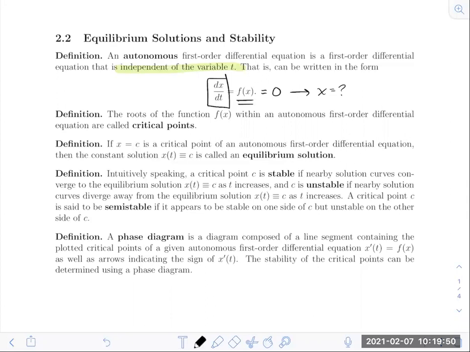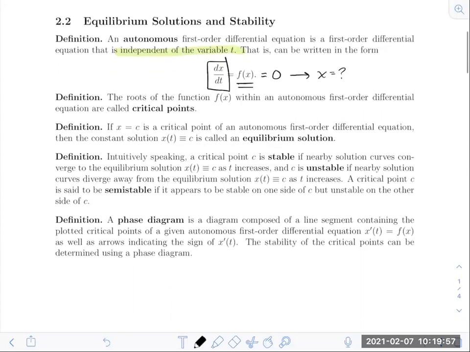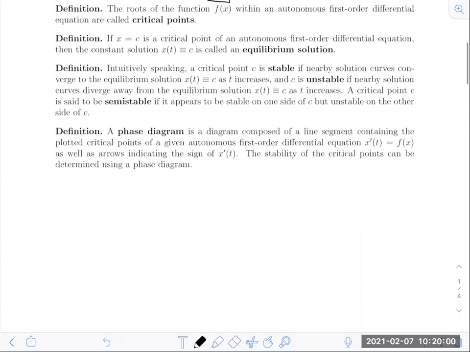We have a tool that's going to aid us in determining the stability of critical points, and that tool is called a phase diagram. It's secretly just the first derivative test from Calculus 1. A phase diagram is a diagram composed of a line segment containing the plotted critical points of a given autonomous first order DE, as well as arrows indicating the sign of the derivative. The stability of the critical points can be determined using the phase diagram. Let's sketch an idea of what these phase diagrams are going to look like.